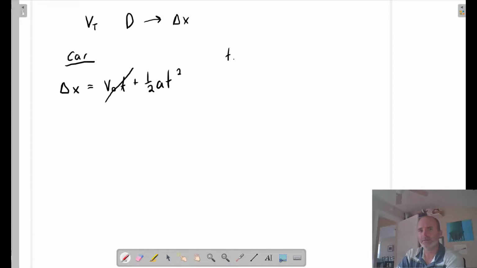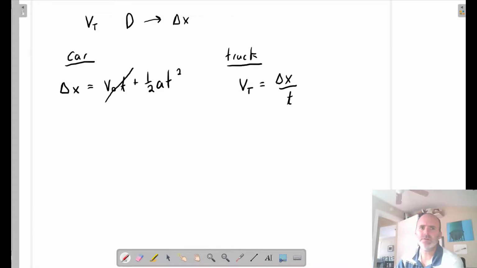Now let's look at the truck. Well, the truck had no acceleration. Whenever something doesn't have an acceleration, that is a really easy equation: velocity is displacement over time. Okay, so we have these two. In both of these cases we have time, but we don't want these in terms of time. And we know that when delta x is equal to d, the times are the same.